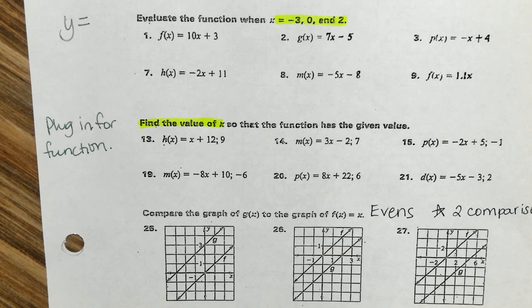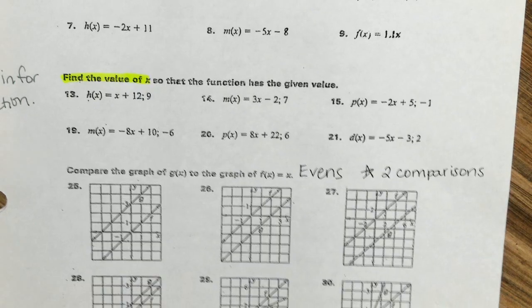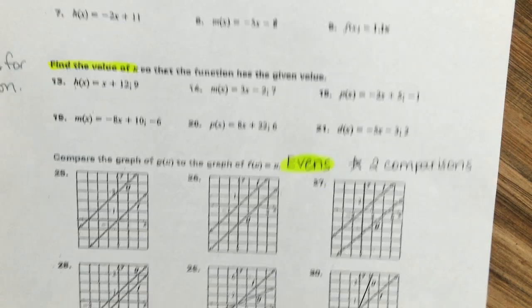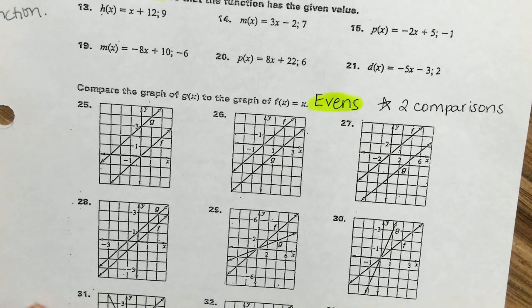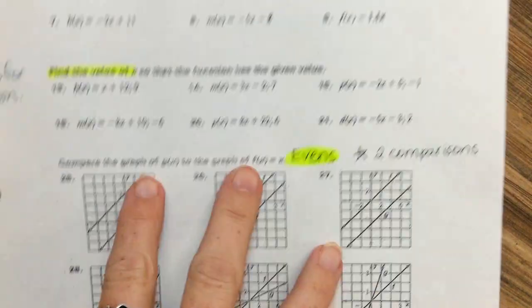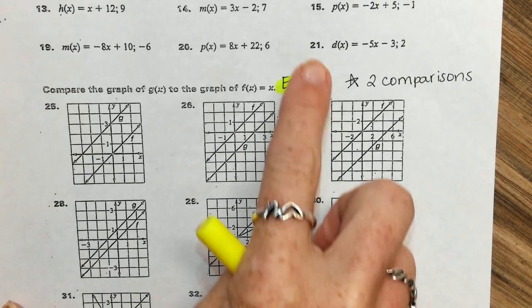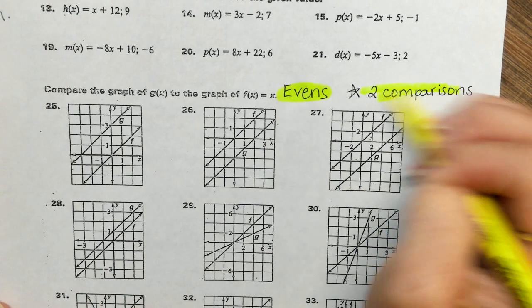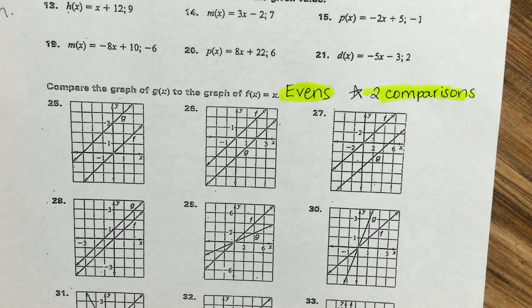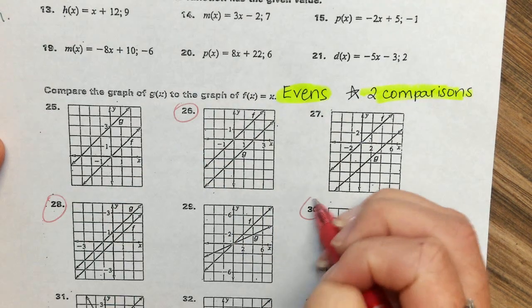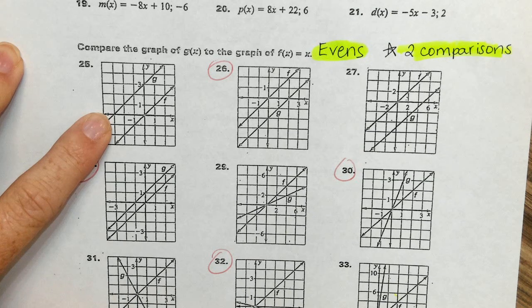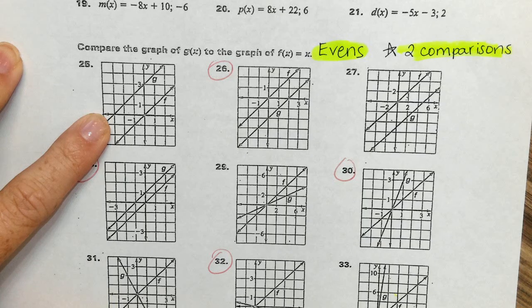For the rest of the paper, you are only going to do the evens. So at the top, you're doing all of them. For the rest of the paper, you're only doing the evens, and then you're going to provide 2 comparisons. So you're going to do 26, 28, 30, 32 on here. I'm going to do 25 with you right now to show you what I expect.